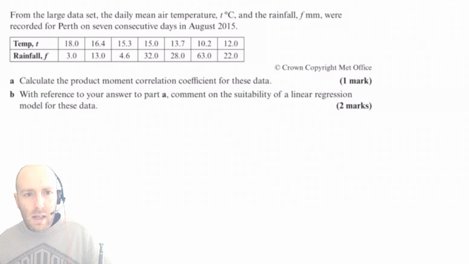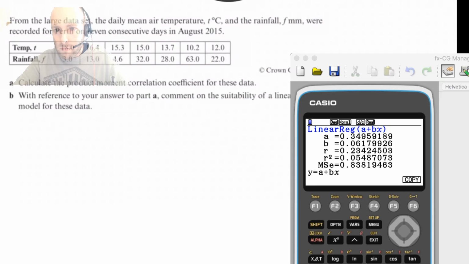Right, calculate the PMCC for this data. So if we bring up the calculator, so we've got 18. Oh yeah, we need to decide which is which. So as Callum said, how do you decide which is which? We need to decide which of these variables is going to affect the other. So we've got air temperature and rainfall. Interesting. Do you think temperature makes it rain or rain makes the temperature change?